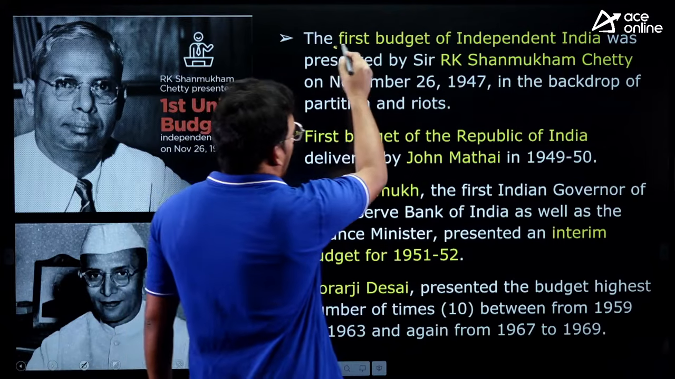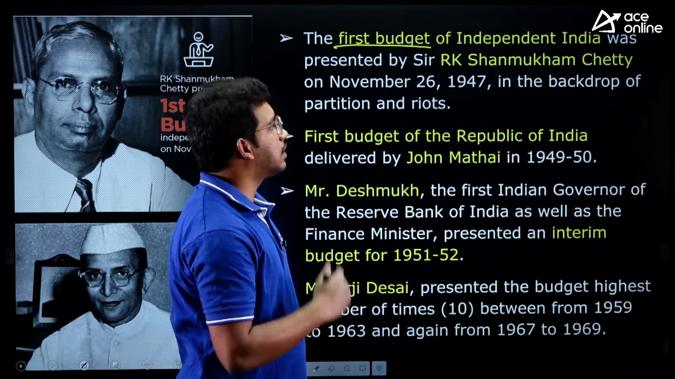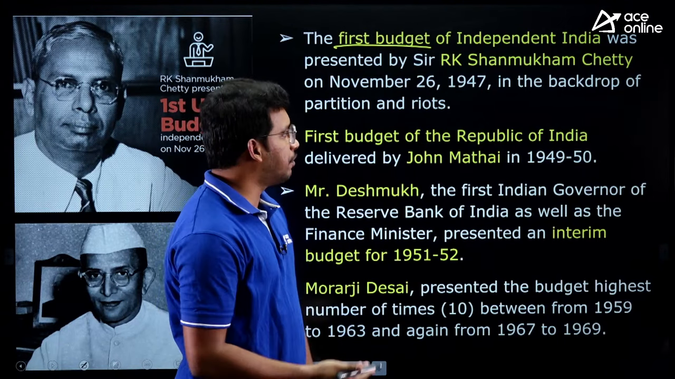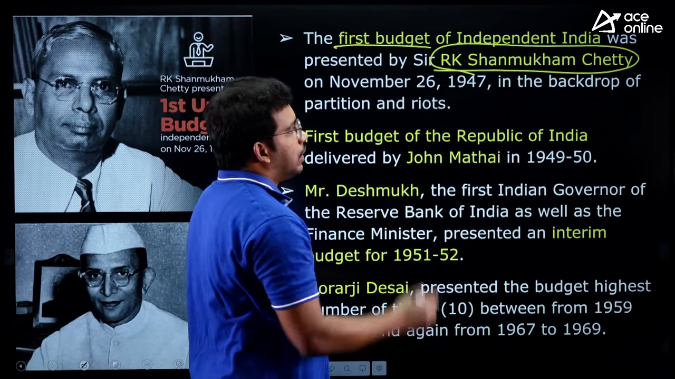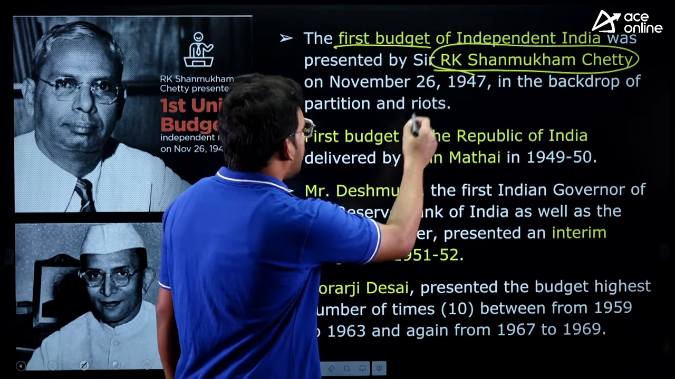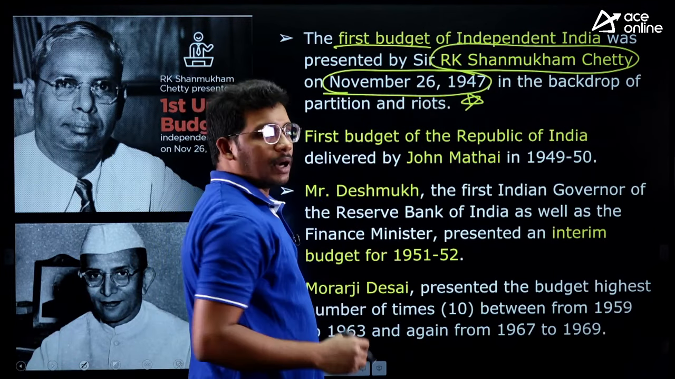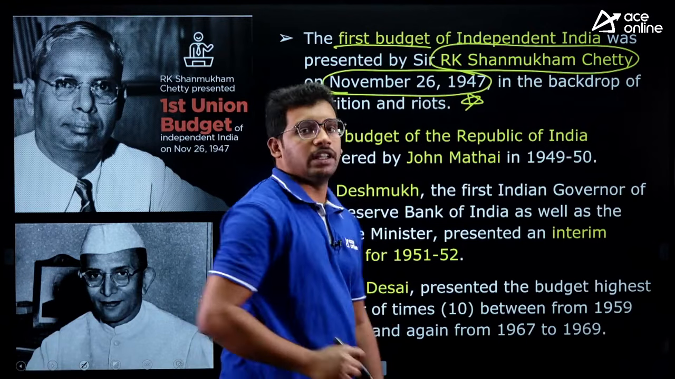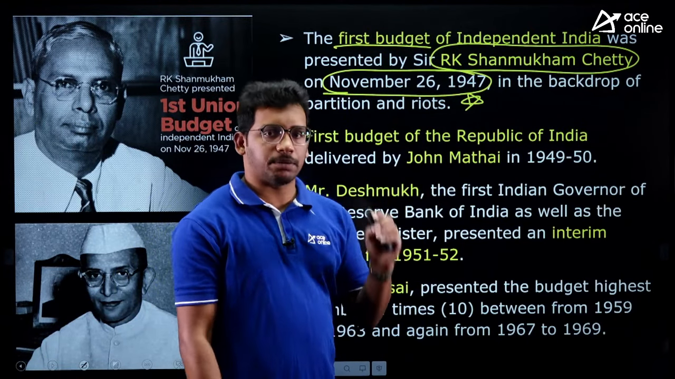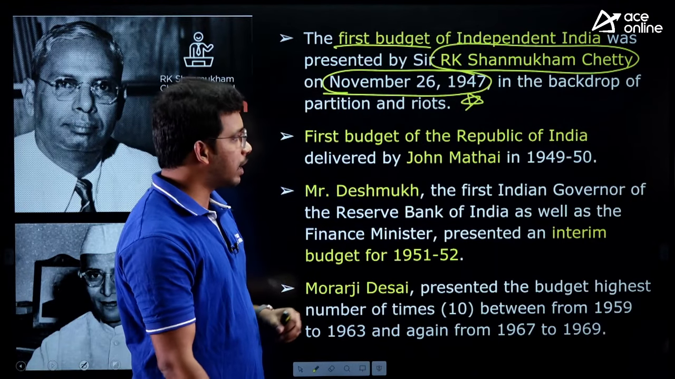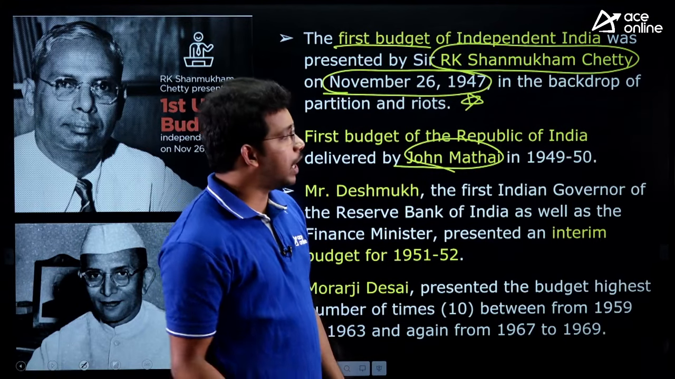Now, after independent India, after we got independence in 1947, August 15, the first budget was put forward by Shanmukham Chetty. He was the finance minister then, temporarily. So on November 26th, 1947, there was a budget from Indians. So he is the Indian. This was the first budget of independent India, right? Then after the Republic of India, that means the constitution came into the picture.